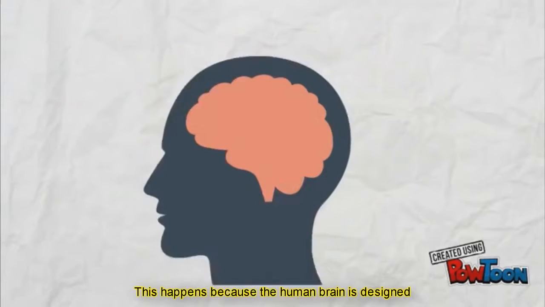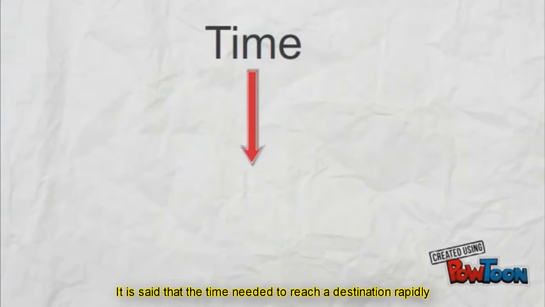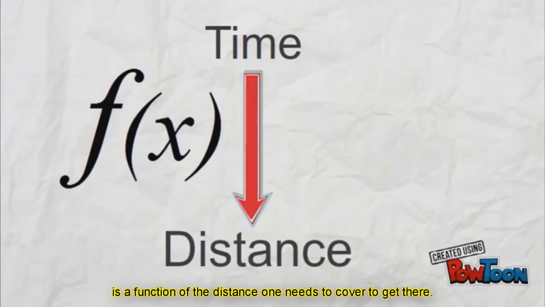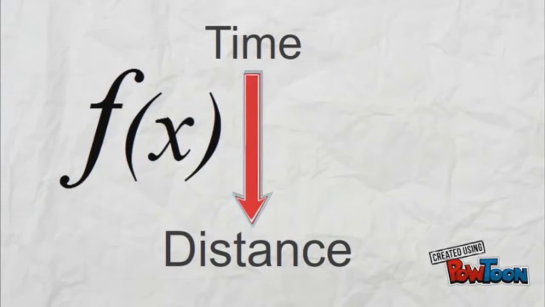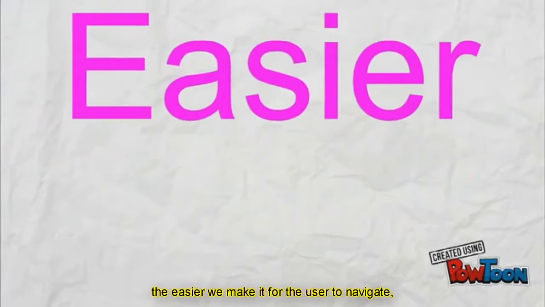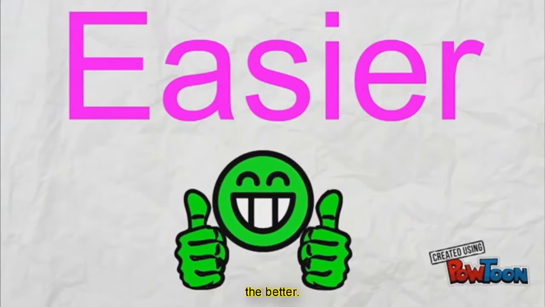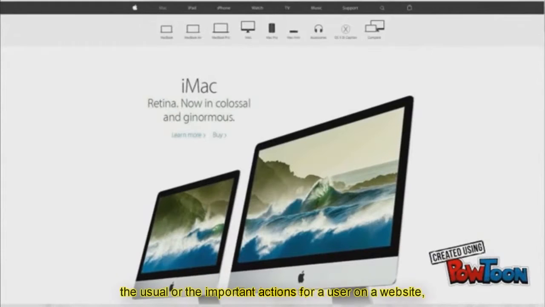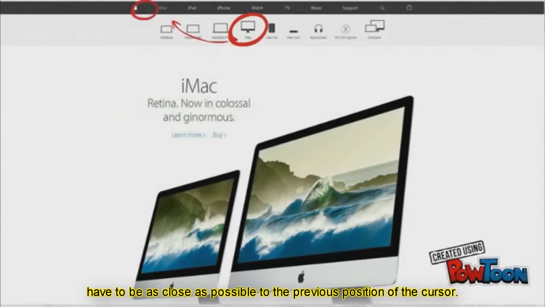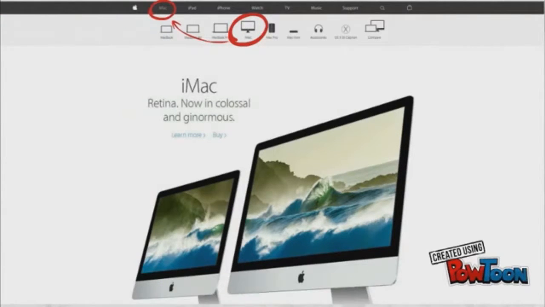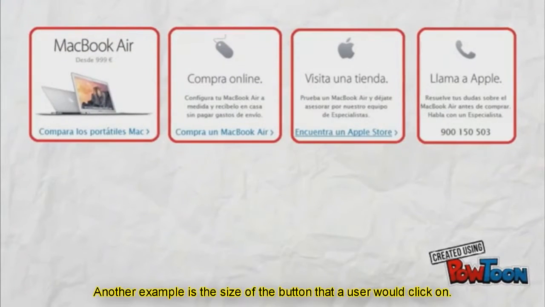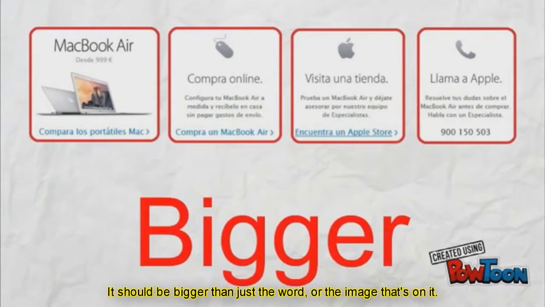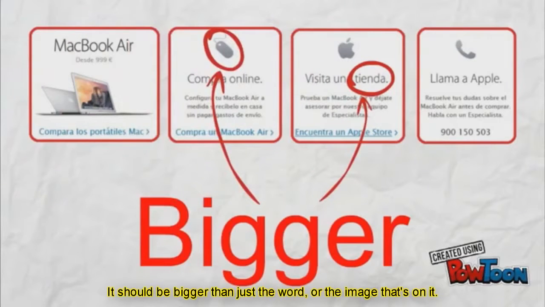This happens because the human brain is designed to reach a destination in the fastest way possible. It is said that the time needed to reach a destination rapidly is a function of the distance one needs to cover to get there. So within a website, the easier we make it for the user to navigate, the better. For instance, the usual or the important actions for a user on a website have to be as close as possible to the previous position of the cursor. Another example is the size of the button that a user would click on. It should be bigger than just the word or the image that's on it.